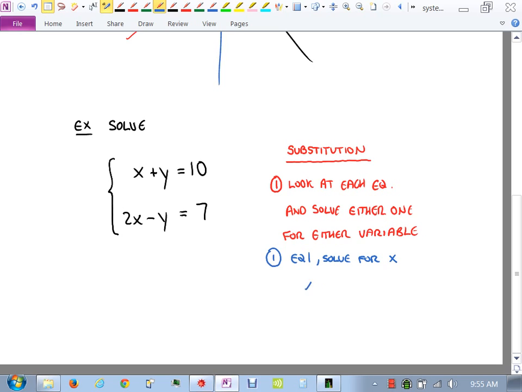All right, so I write down equation 1, and I solve for x, so I subtract y on both sides. x equals 10 minus y. Now, I'm going to box that. That's not our final answer, but I'm going to box that. That's what we got from step 1, right? That was our result of step 1.